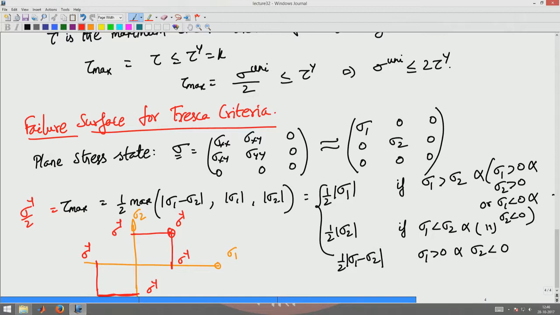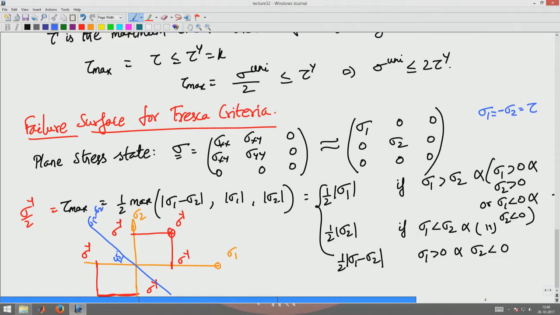What happens in the tension-compression zone? Basically, let us look at a special case wherein I was interested in pure shear. Pure shear is a case wherein sigma 1 is equal to minus sigma 2, equal to tau, wherein I have tension and compression coming in different directions. Since the magnitudes of tension and compression are the same, that will represent this 45 degree line here, where sigma 1 is minus sigma 2.